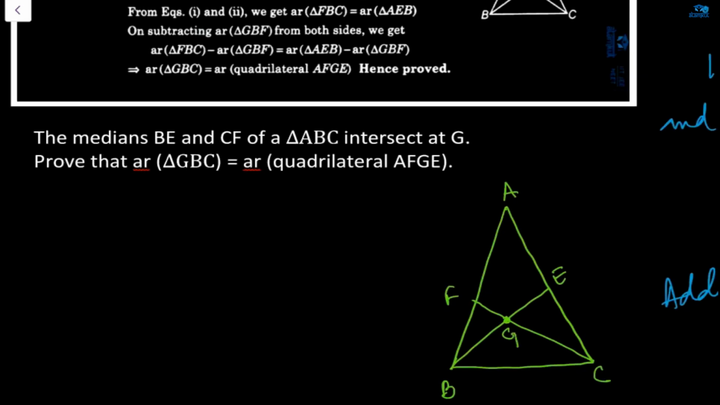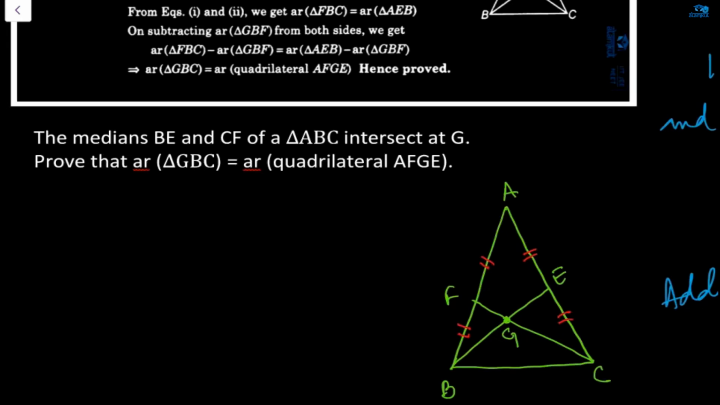Okay. Now since it is a median, this will be equal to this, and these two areas will also be equal. And this is also a median, so this will be equal to this, and these two areas will also be equal. Now what we have to prove is that the area of triangle GBC is equal to area of quadrilateral AFGE. Now, how can we do that? We take the triangle this. So these two areas will be equal, and if we take this, these two areas will be equal.